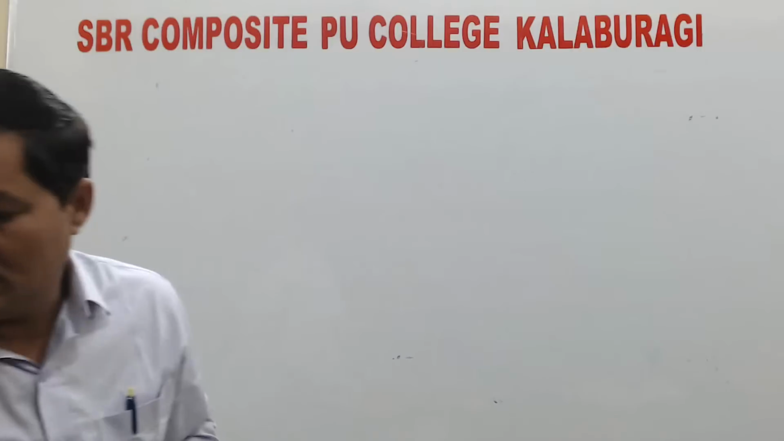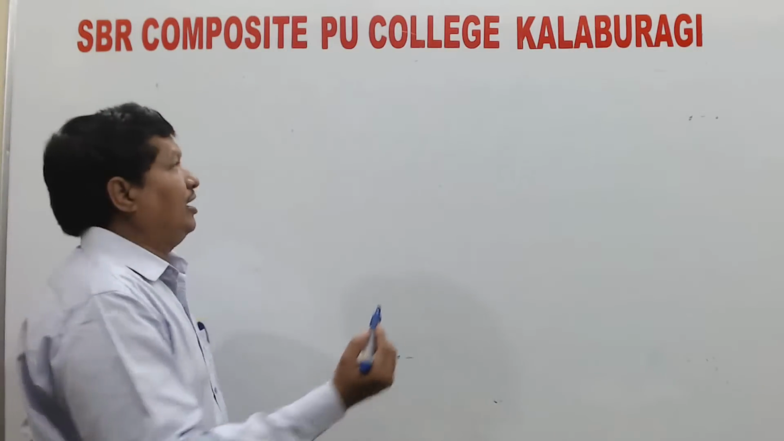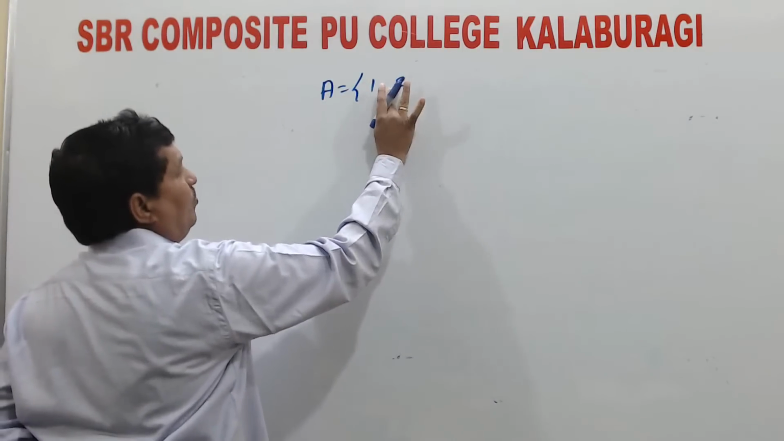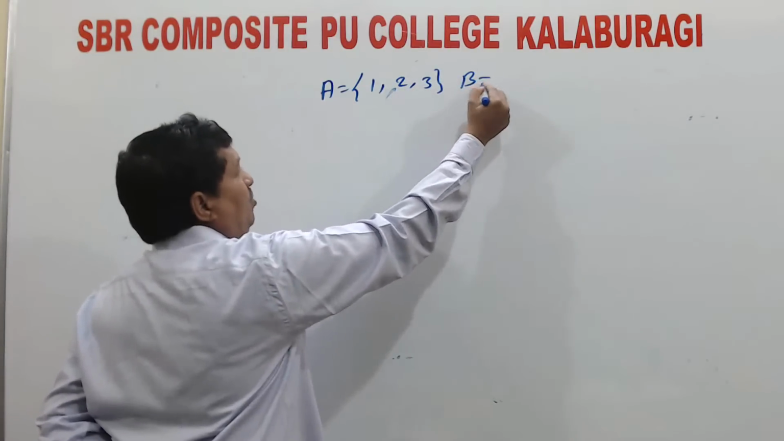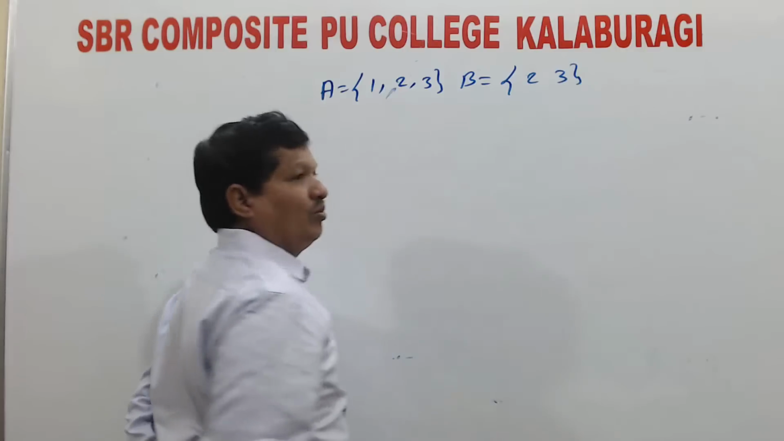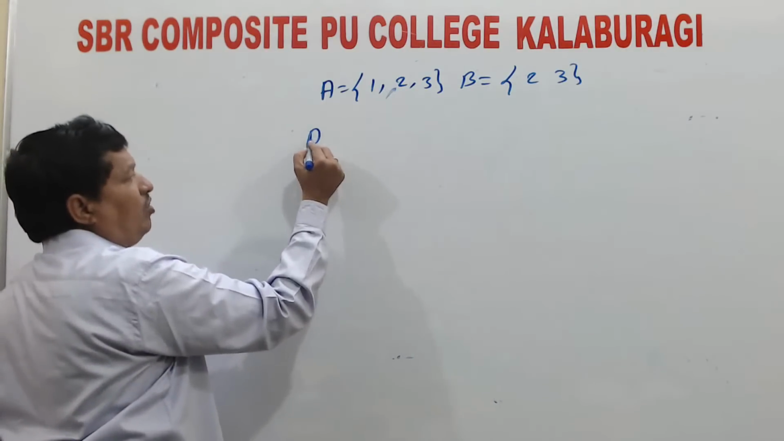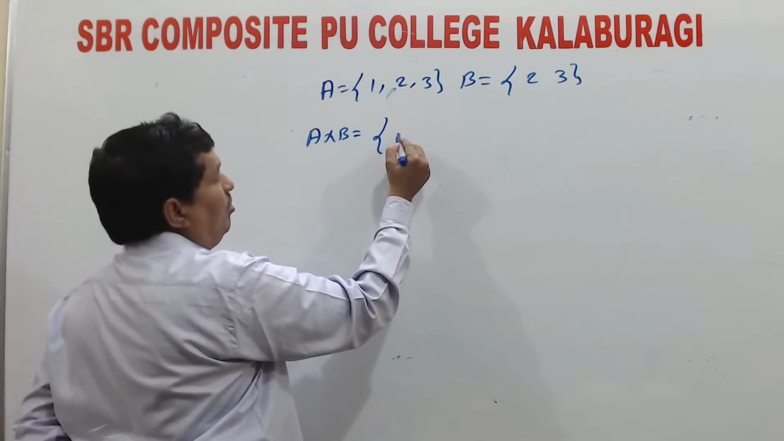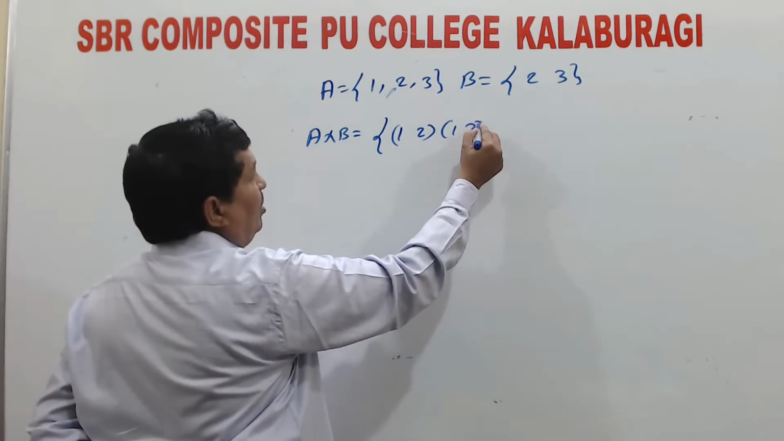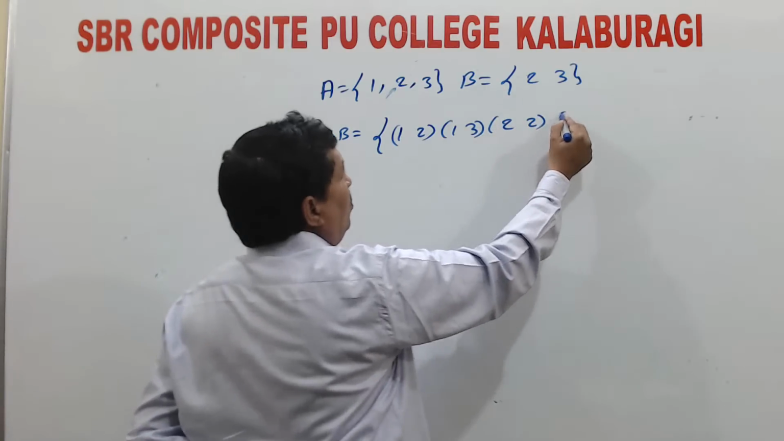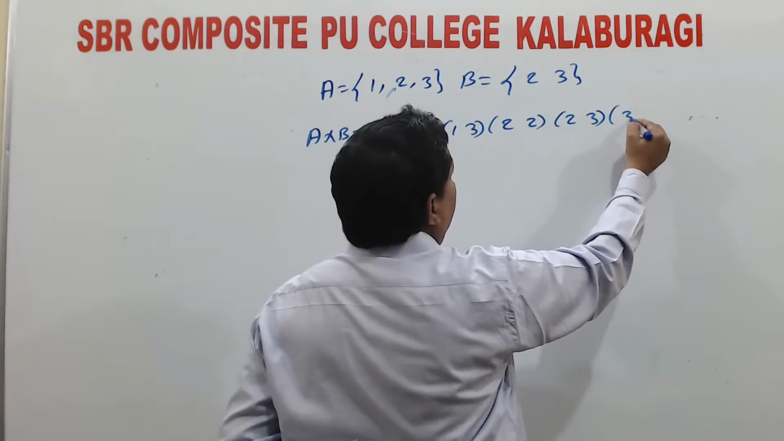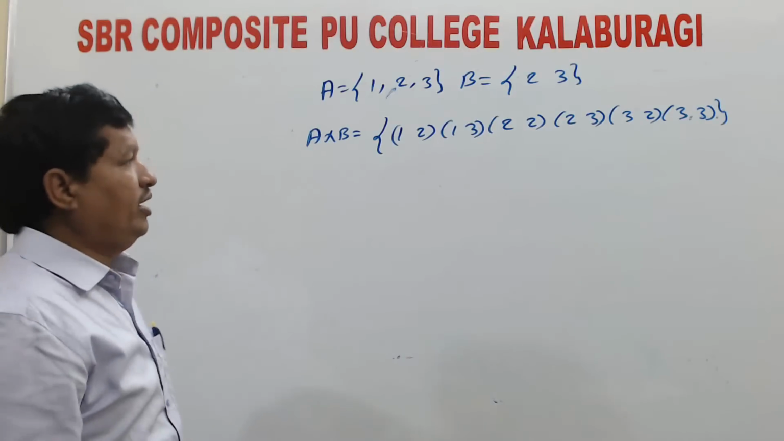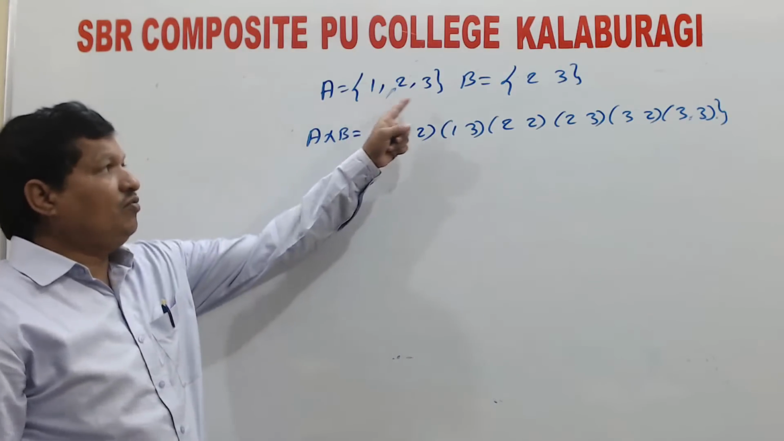What is a relation? By taking one example, I want to define relation. For example, here, if A equals 1, 2, 3 and B equals 2, 3, I will take A cross B. That relation also depends upon the Cartesian product. A cross B is equal to what? 1 comma 2, 1 comma 3, 2 comma 2, 2 comma 3, 3 comma 2, 3 comma 3. Okay, so this is the Cartesian product of A and B.